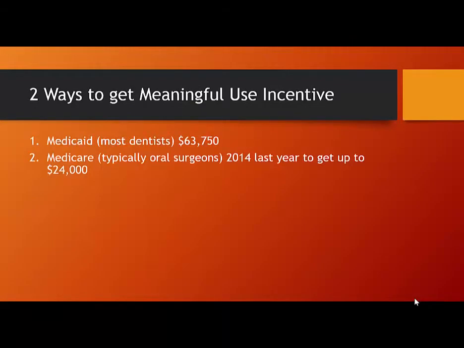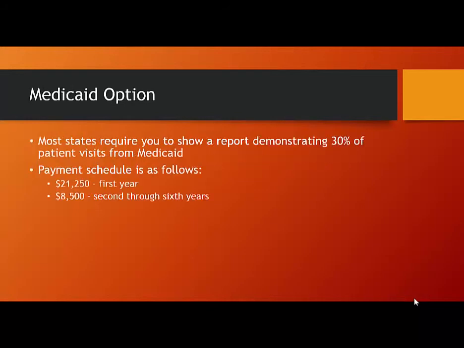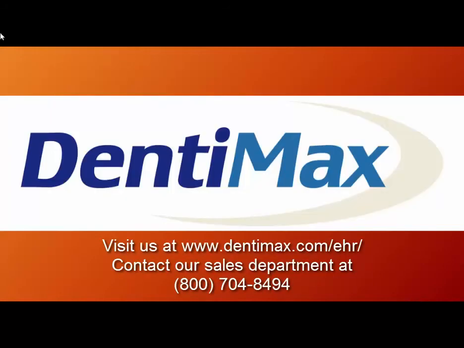If you're interested in getting one of the incentives, either from Medicaid or Medicare, keep in mind that you can get up to $63,750 from Medicaid and $24,000 from Medicare. You have to choose between the two programs if you happen to be taking both payers in your patient mix. The Medicaid option requires that you demonstrate that you have 30% of your patients from Medicaid, and the payment schedule is as follows: $21,250 in the first year and $8,500 per year for the next 5 years after that.